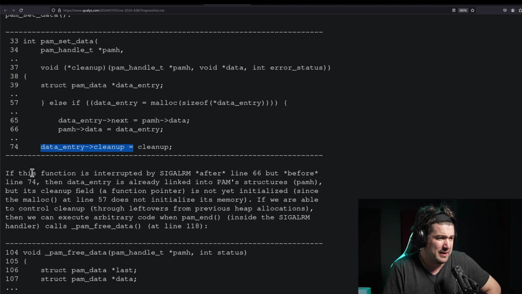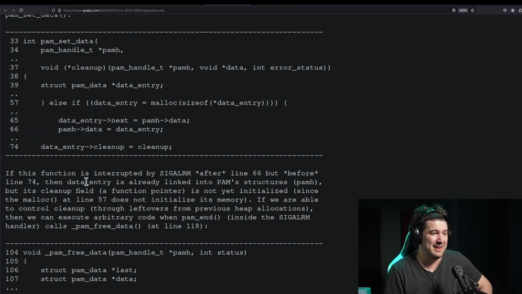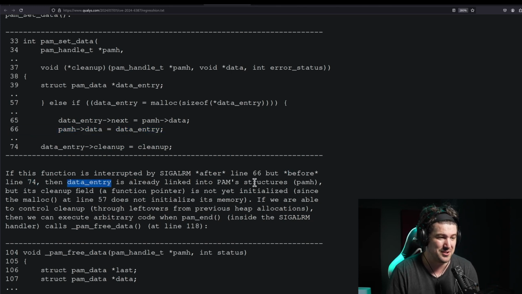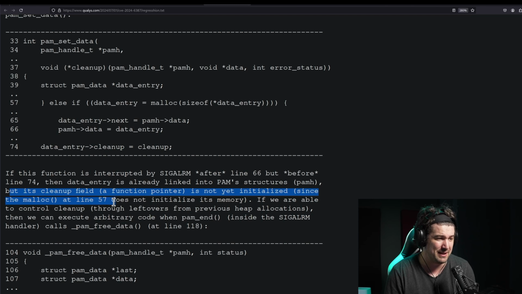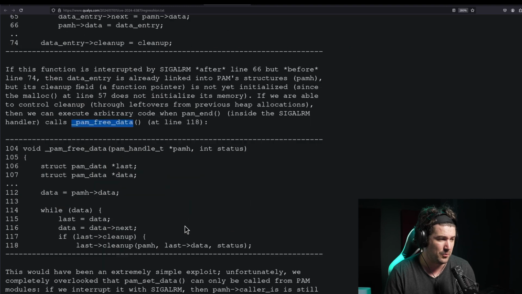If this function is interrupted by sig alarm after line 66 and before line 77, then data entry is already linked into PAM's structure, PAMH. But this cleanup field, a function pointer, is not yet initialized since the malloc at line 57 does not initialize its memory. We are able to control cleanup through the leftovers of previous heap allocations. Then we can execute arbitrary code with PAM end. Inside the sigterm, sig alarm handler calls a PAM free data at line 118.